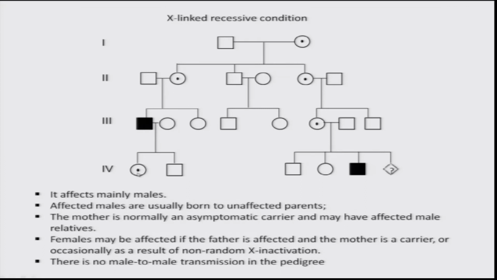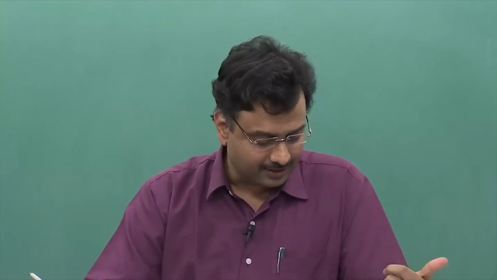right. Occasionally that happens, and as I told you, there is a phenomenon called X inactivation. At times it could be skewed, it could be non-random, meaning in the majority of the cells, the chromosome having the wild type allele may be inactive. Therefore, even though it is a recessive condition, if you are heterozygous, you would still show the phenotype because of the abnormal X inactivation, right.